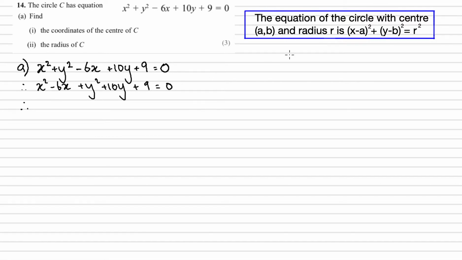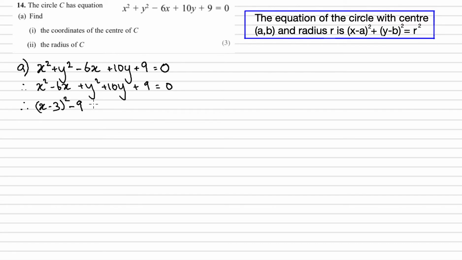I want the equation in the form (x minus something) squared, so I can halve the coefficient here and I can say (x minus 3) squared. Okay, so that when I expand this now, I'm going to get x squared minus 6x plus 9. Okay, and that's good because I want the x squared and I want the minus 6x, but I don't want that plus 9, so I'm going to minus 9 there.